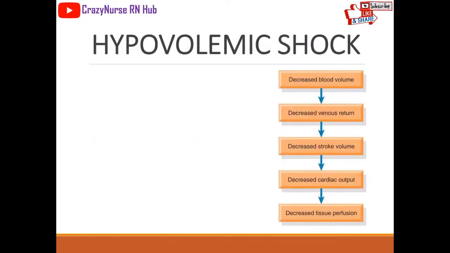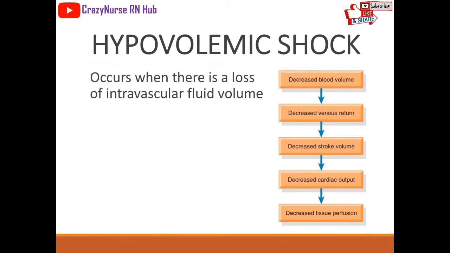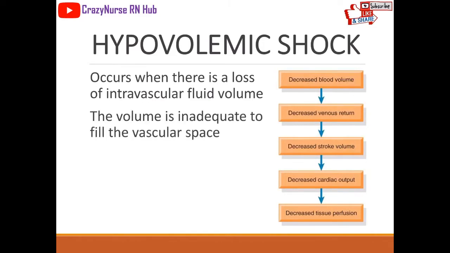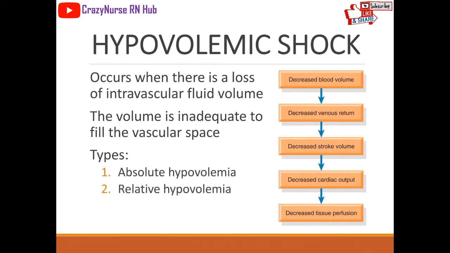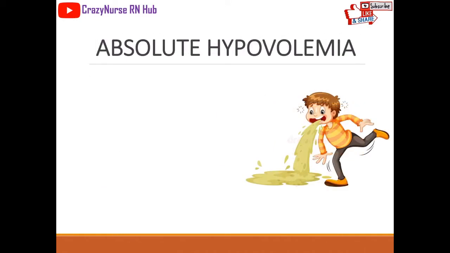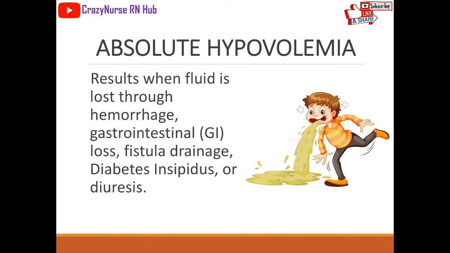Now let's proceed to hypovolemic shock. It occurs when there is a loss of intravascular fluid volume. In hypovolemic shock, the volume is inadequate to fill the vascular space. The volume loss may either be an absolute or relative volume loss, or hypovolemia. For absolute hypovolemia, it results when fluid is lost through hemorrhage, gastrointestinal loss such as vomiting or diarrhea, fistula drainage, diabetes insipidus, or diuresis.